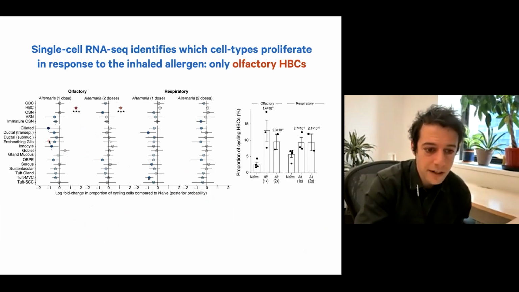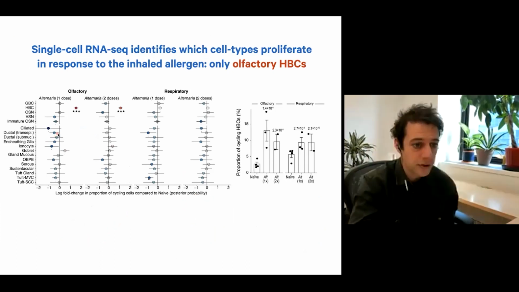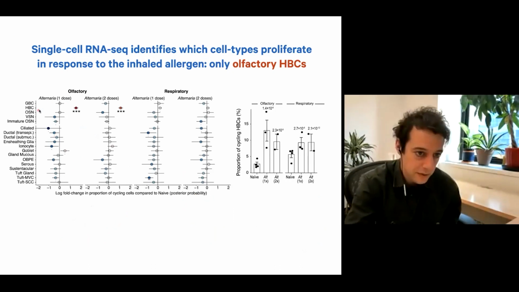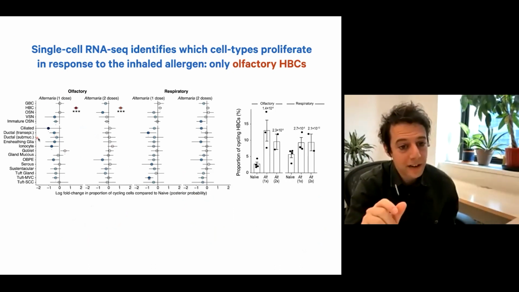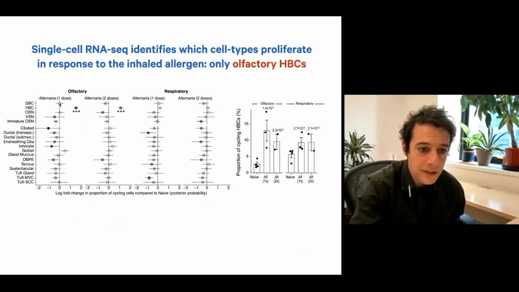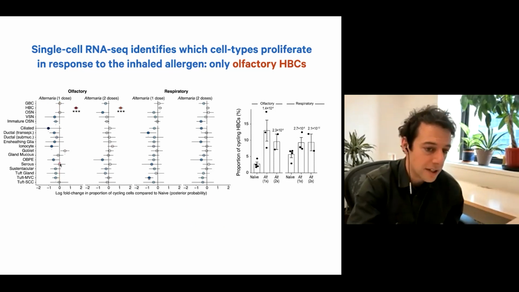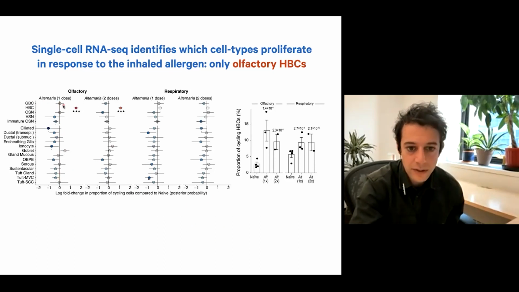And so this plot is showing the result of a regression model, which was testing for whether there's an increase in the proportion of each cell type. Each cell type is a row. And testing for an increase in the proportion of proliferating cells within each cell type. And we saw that, so here, if anything is along this line, it means there's no change in the proportion of proliferation within the cell type.